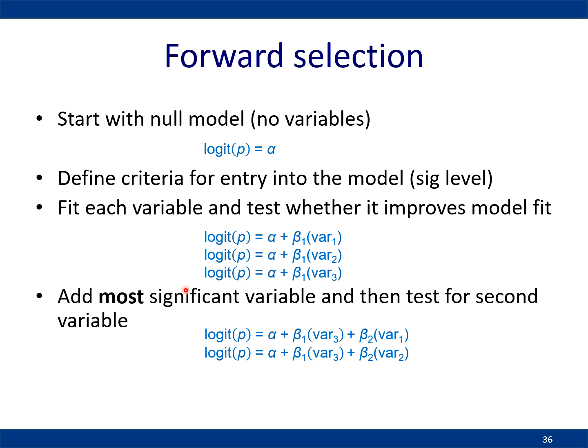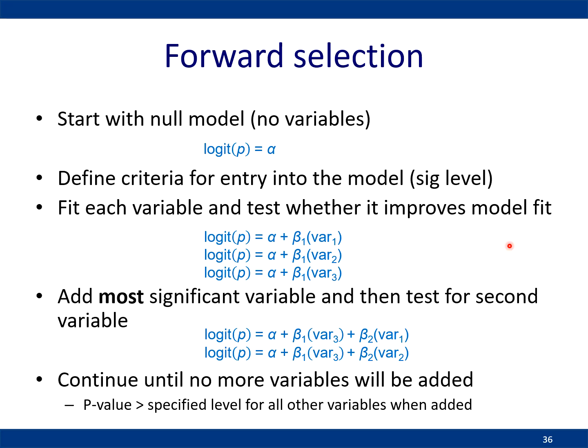And we would then add the variable that is most significant. And then, so let's say this was variable 3, we would then consider which variable should be added next. So here, now there are 2 variables remaining, so we would fit each of them in turn, and again see which one most significantly improves model fit. And we continue in this way until no additional variables can be added. So for any other variables, they would have a p-value greater than whatever we've specified for our entry criteria.